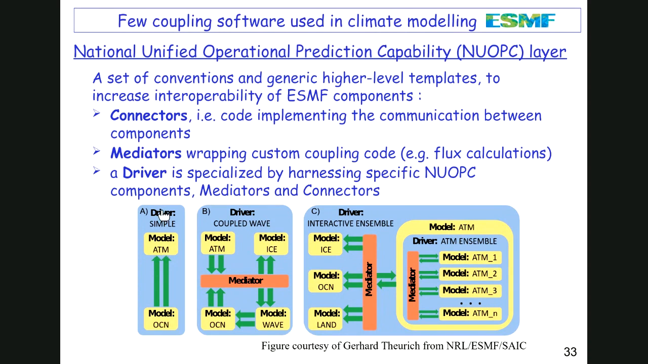So you have here just an example of three different drivers. The first one on the left is a very simple one, where you have only an ocean and atmosphere model. You may have a more complex system. For example, you have here in B an ocean, atmosphere, ice and wave model, and you see that the ocean and the wave are interacting directly, but there's a mediator between the atmosphere and the ocean. And you may have here an even more complex one, in which you can use this template to run ensemble simulation, and the mediator here will switch the atmosphere model used.